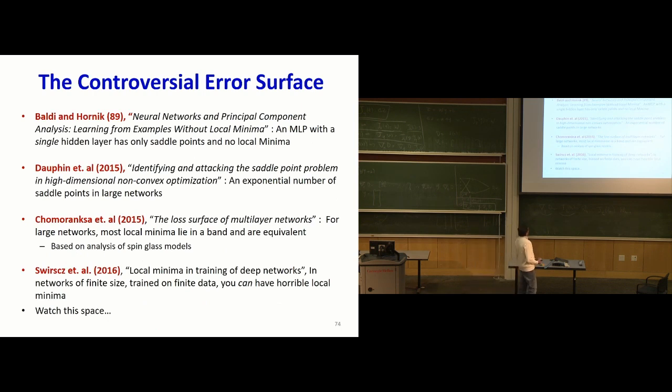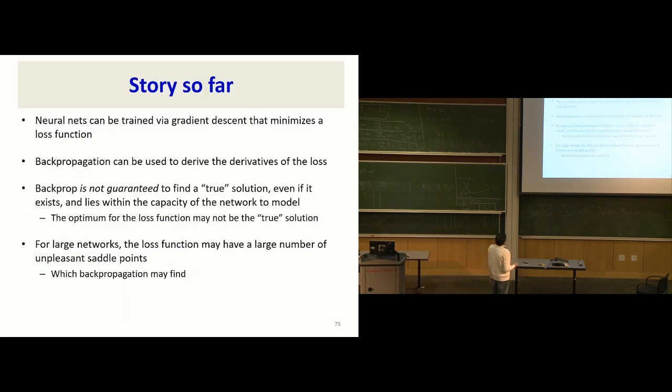Now, there's been a great deal of work on trying to understand this error surface, and here are several different papers. Baldi and Hornik in '89 claimed that an MLP with a single hidden layer has only saddle points and no local minima. Dauphin et al., 2015, say there are an exponential number of saddle points in large networks. Choromanska et al., also 2015, say that for large networks, most local minima lie in a small band, and they're all equivalent. And Schwartz et al. in 2016 claimed that in networks of finite size trained on finite data, you can have terrible local minima. So all of these things are not necessarily contradicting each other, but they all seem to be saying different things. And I expect that we'll be seeing more results of this kind in the future.